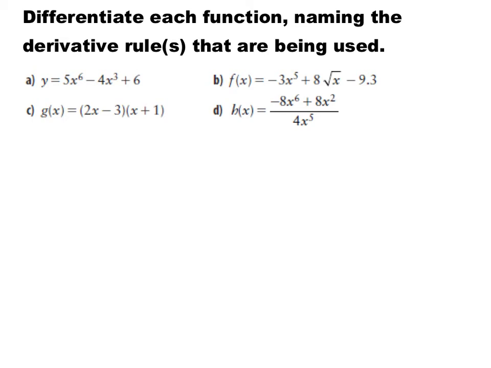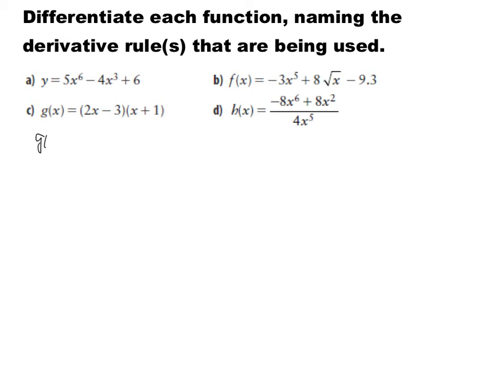The next one we have to do is the derivative of g of x, if g of x is 2x minus 3 times x plus 1. In this section, we haven't talked about how to find the derivative of the product of two functions, because 2x minus 3 can be one function and x plus 1 another. So the only thing we can do is just to expand this one.